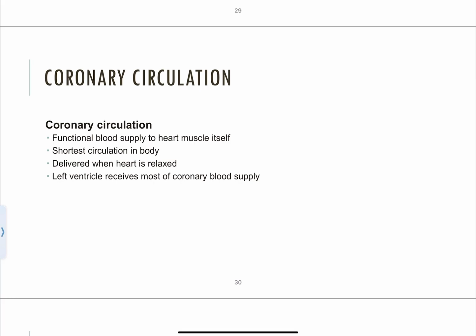So it's the shortest circulation in the body. Why? Because again, it's only supplying the heart itself, which is not a super large organ. And it's delivered to the heart when the heart is relaxed. So during contraction, it's not able to receive any of this blood, but during relaxation, the coronary arteries are allowing blood flow to happen and for nutrient exchange to occur.